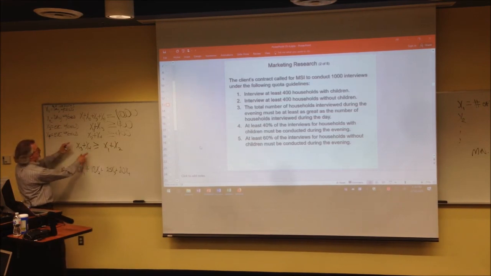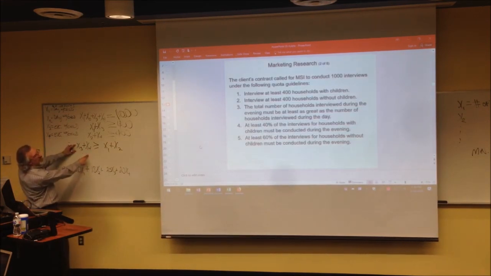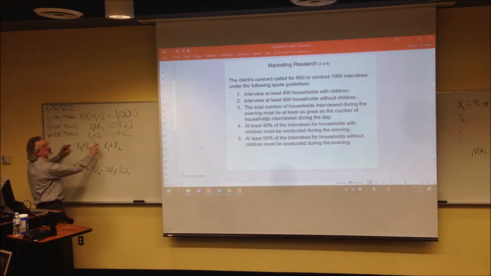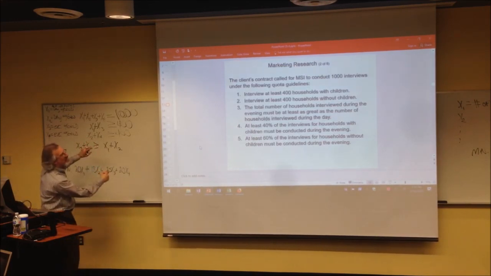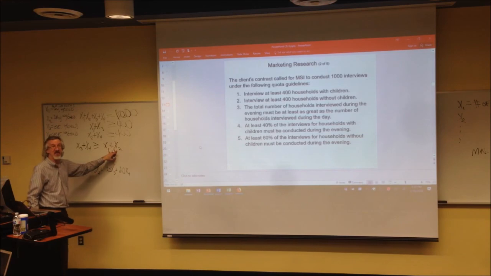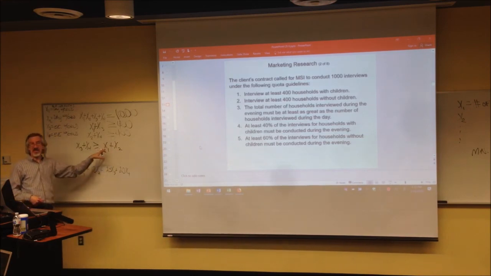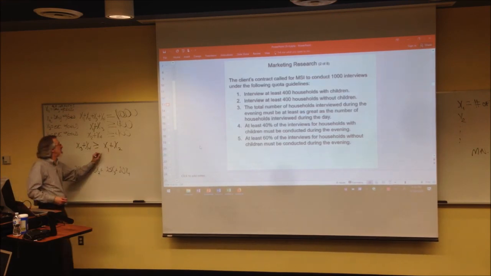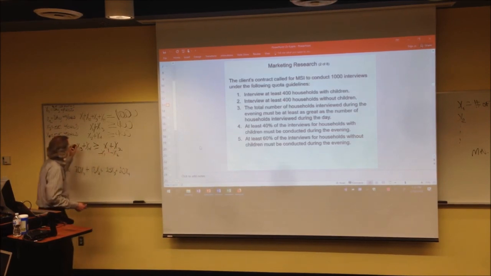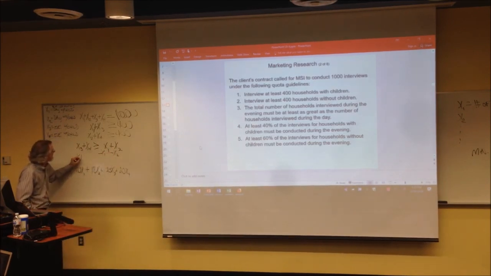Let me read it again. It says the total number of households that are interviewed during the evening must be at least as great as the number of households during the day. Use algebra. This is not a complete constraint. You cannot have variables on the right-hand side, only numbers on the right-hand side. We got to get the variables to the left. Minus X1 on both sides, minus X2 on both sides. This now becomes X3 plus X4.